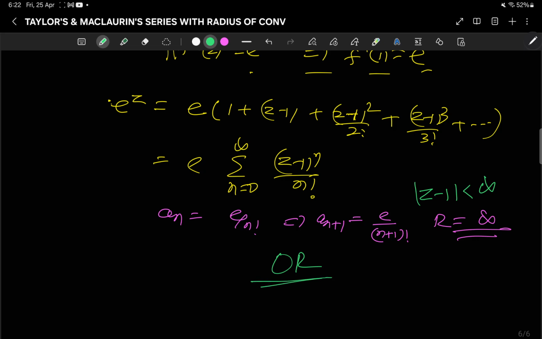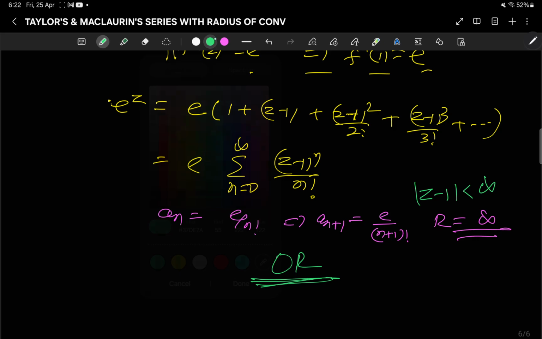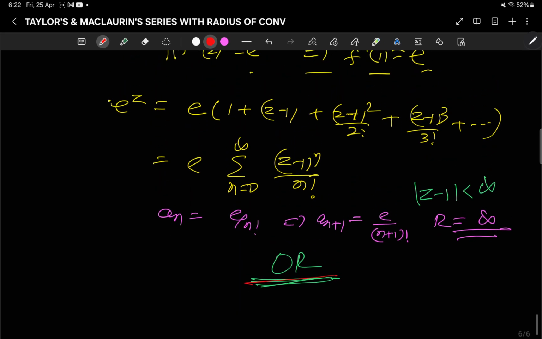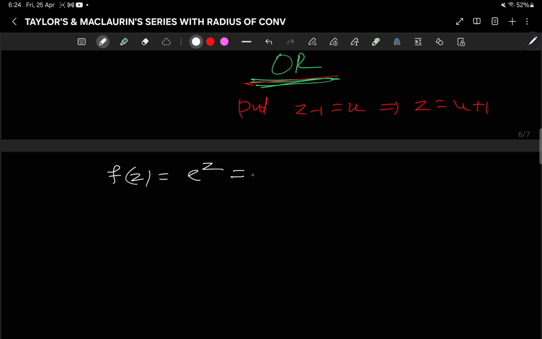So here what we are doing, we reshift the center, right? We reshift the center. You put z minus 1 equal to u here. So z is equal to u plus 1. So now what is your f z? f z is e to the power z. So here e to the power z is e to the power u plus 1. So this is equal to e into e to the power u.